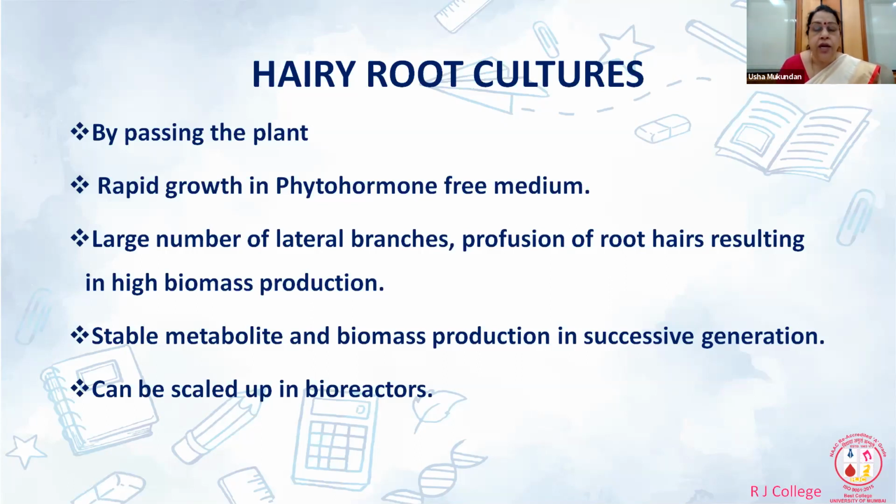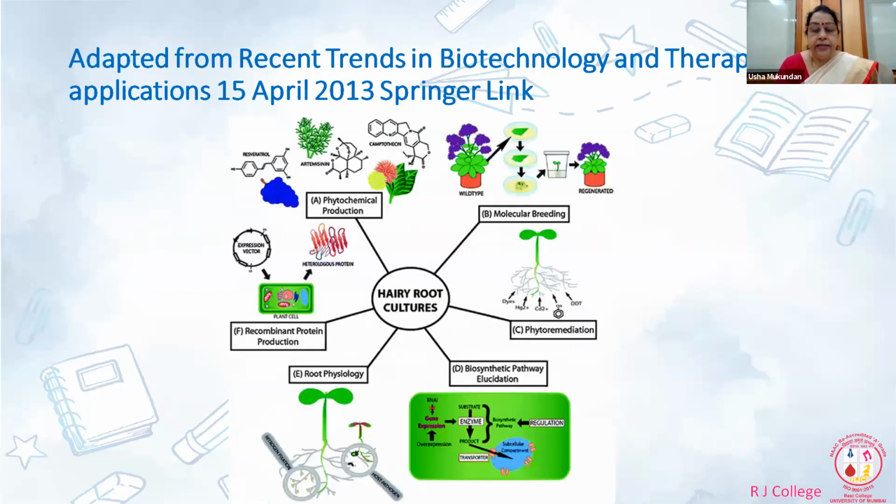So these roots, in terms of biomass accumulation and in terms of metabolite production, are very stable. And when we talk about scaling up, we shall also talk about the reactor design for these organ cultures. All right, so let's see the wide range of applications which are possible using hairy root culture, and in our own laboratory, as I mentioned, we'll be talking about these very areas using specific examples.